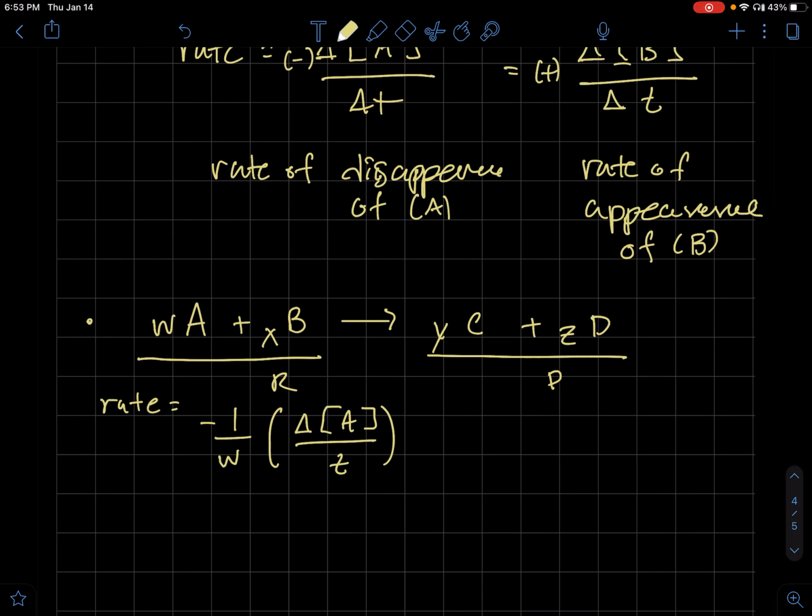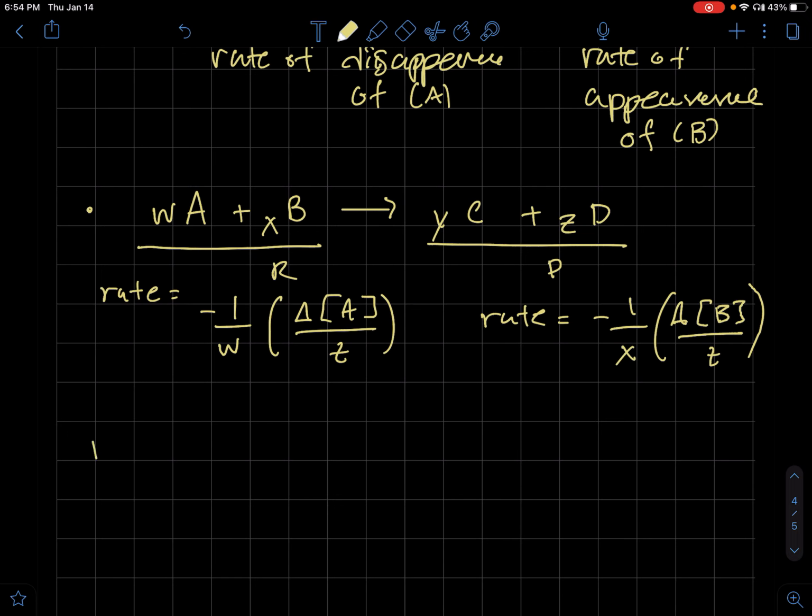All right. So then we can also do the same thing for B. Rate is equal to the negative 1 over the coefficient of B, which is X, times the change in the concentration of B over T.